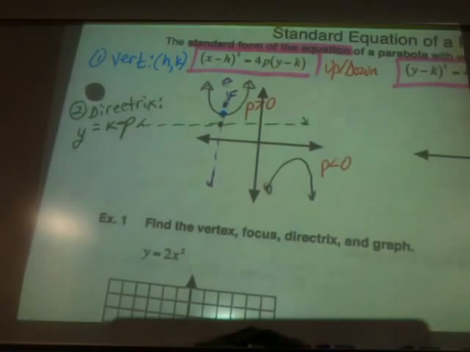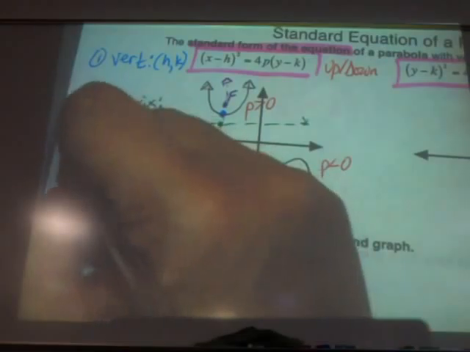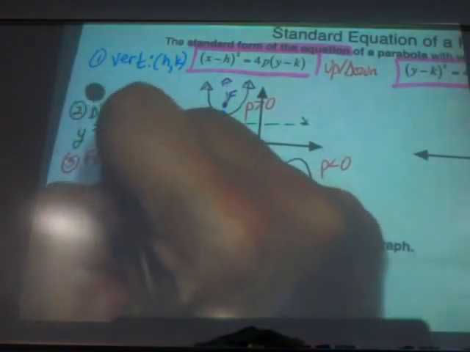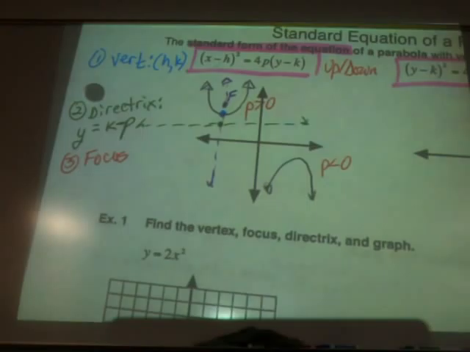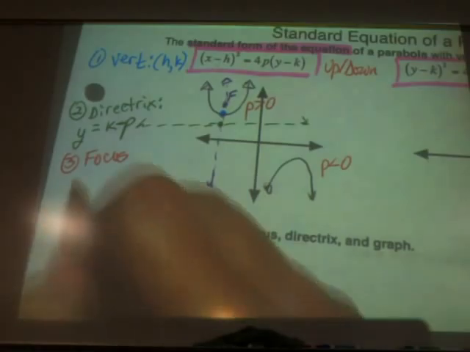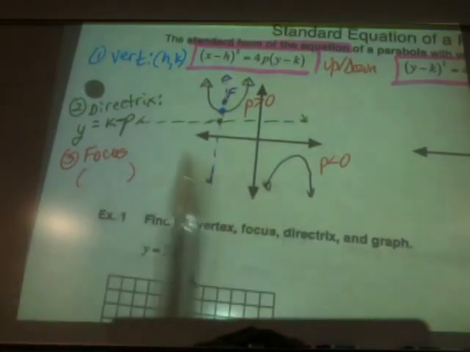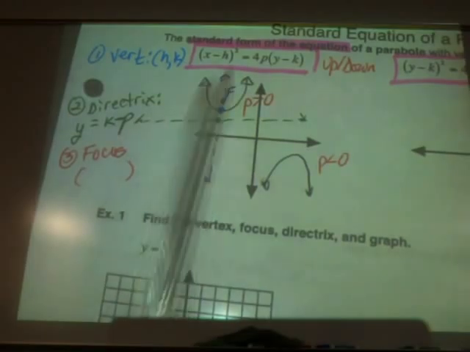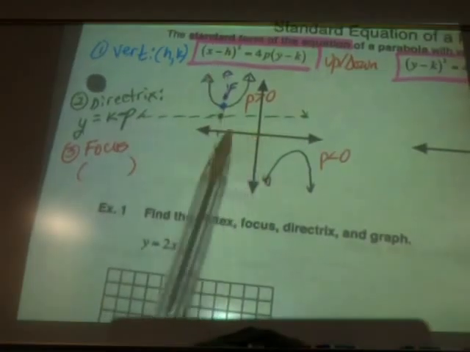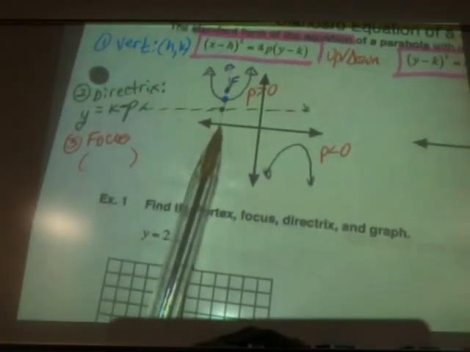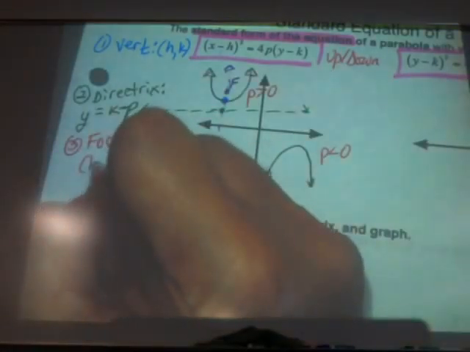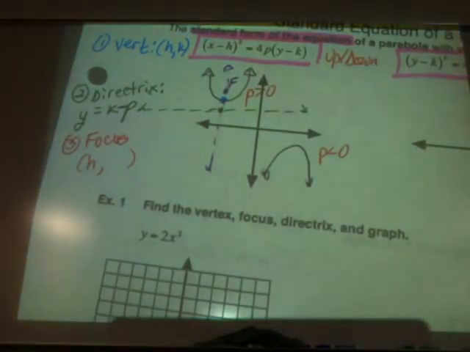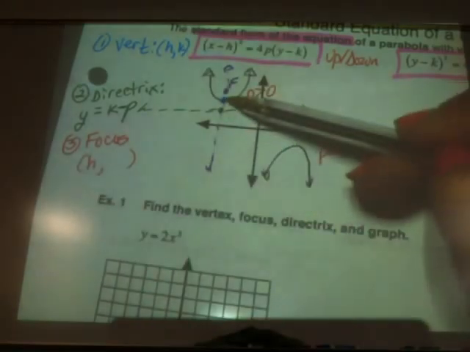The focus. How do you find your focus? Your focus is an ordered pair. The directrix is actually a line, but your focus is an ordered pair. So the ordered pair must have an x value and a y value. So wouldn't your x value be what h is? If I travel to the left, wouldn't that be the same x value as my vertex? So for my focus, h is my x value. How would I find my y value of the focus? Compare it to the vertex.